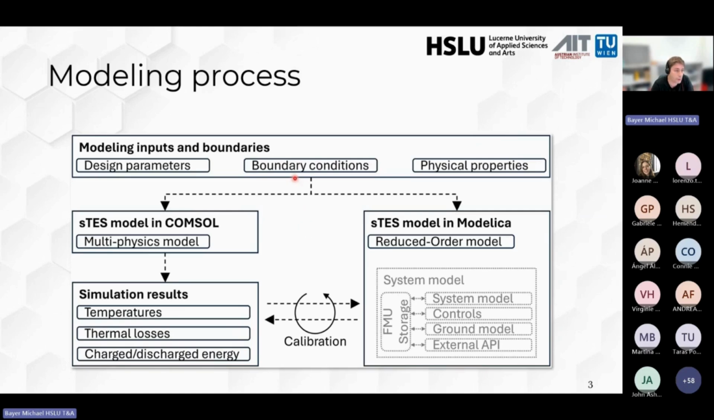So how did we proceed? We defined similar input parameters and boundary conditions, which were then fed into the COMSOL Multiphysics model, which then created results. In parallel, we created the reduced order model in Modelica and then did the calibration process in order to match the results from COMSOL and have something fast, which is suitable for digital twinning.